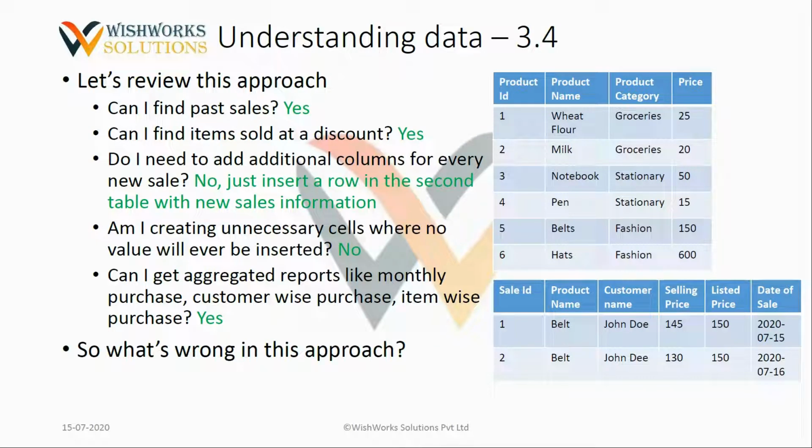Now, this is what the approach review is. Can I find the past sales? Yes, I can. Can I find the item sold at a discount? Yes, I can. Do I need to add any additional columns for every new cell? No. Just insert a row in the second table with the new cell information. Am I creating unnecessary cells where no value will ever be inserted? Definitely no, because if a pen is not sold, I will not make an entry here. If a notebook is not sold, I'll not make an entry here.